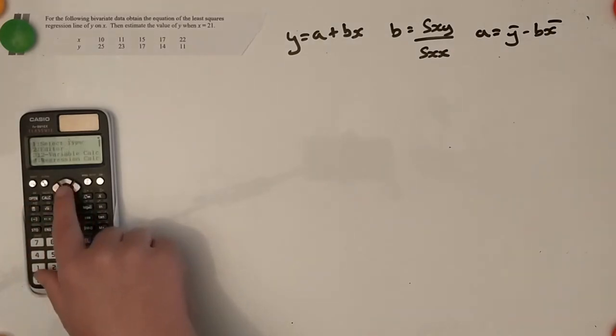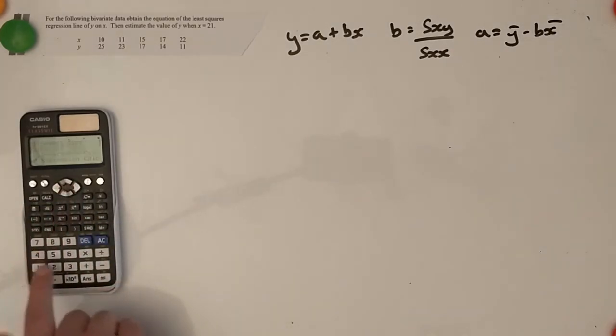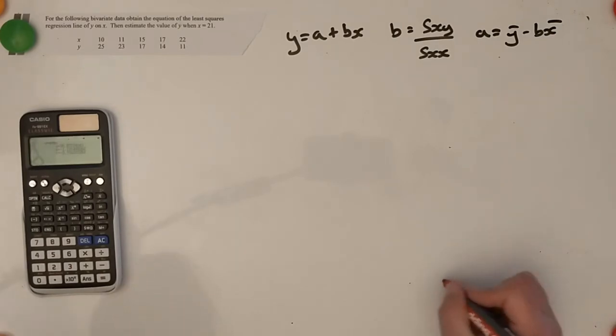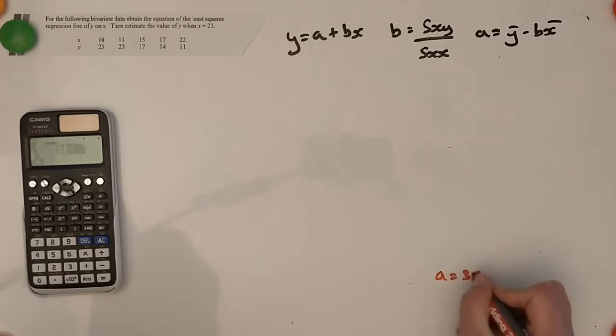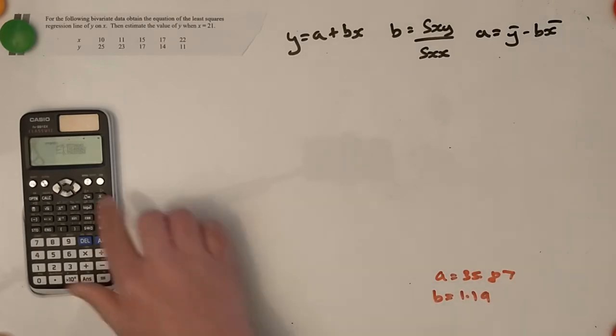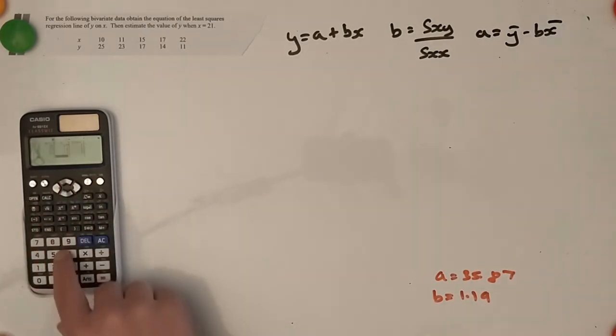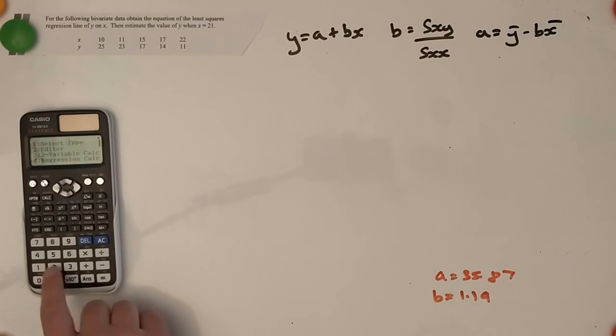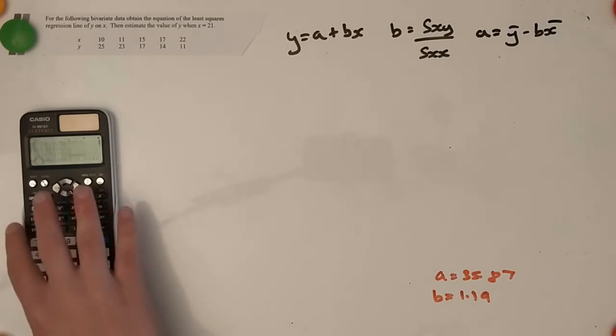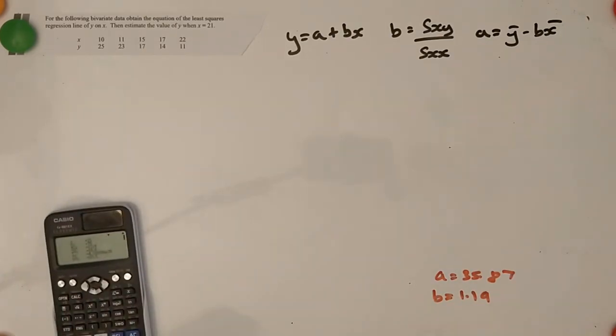Option, and again, if we press 4, it does give us the correct values, so we're just going to make a note of those. A equals 35.87, B equals 1.19. That's what we're aiming for. But this will be a detailed reasoning question, so we need to use part 3 there. So what do we need to write down?